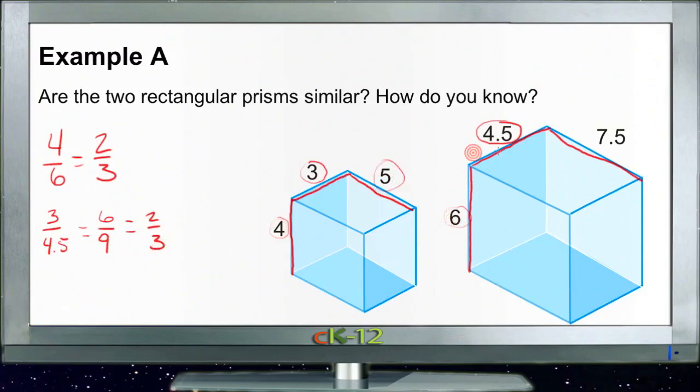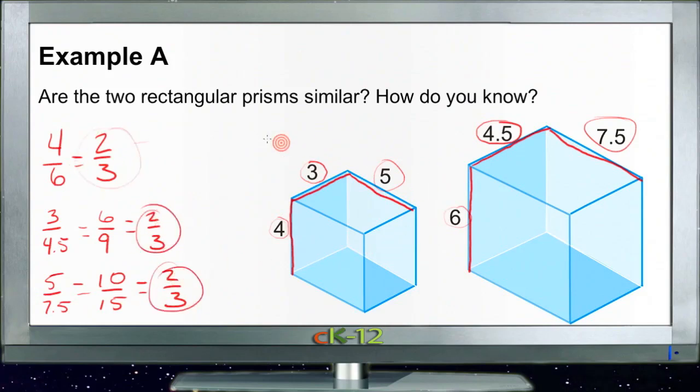And then finally we have 5 to 7.5. So 5 over 7.5. If we double both of those, we'll get 10 over 15. Now we have whole numbers again, and that reduces by 5 to 2 over 3. So yeah, all three of these have a ratio of 2 over 3. So these two shapes are indeed similar, and we know because the ratio is the same for all three dimensions.